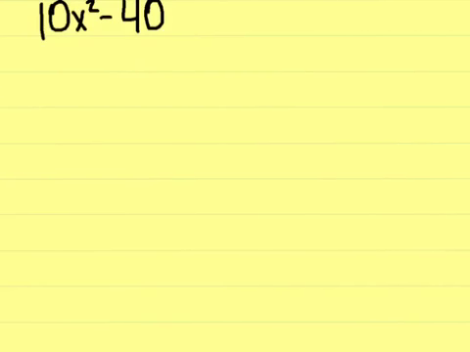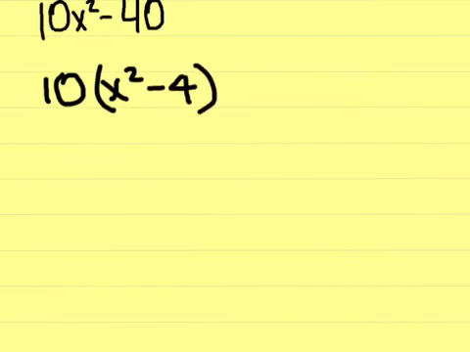This one's a little different. It's 10x squared minus 40. Is 10 a perfect square? No. Is 40 a perfect square? No. So we look to see if we can factor out something to make it a perfect square. Okay? So what can you factor out of 10x squared and 40? 10. Good. So we take out a 10, and what are we left with? X squared minus 4. Good.